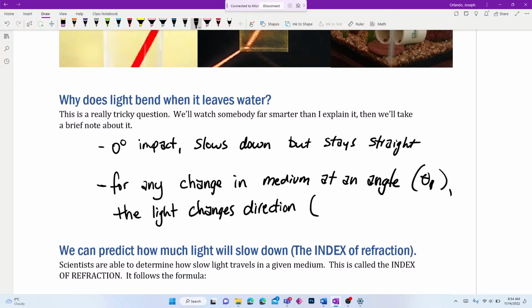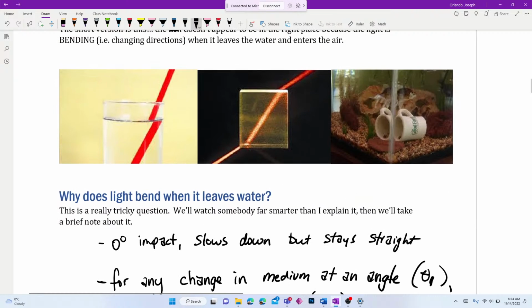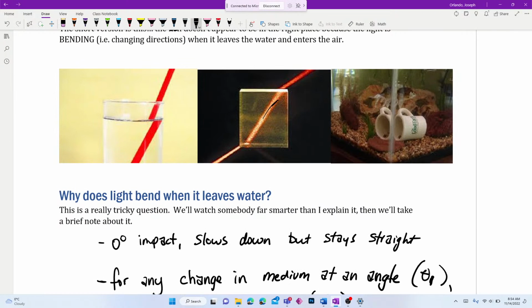And here we just use 1 and 2s. I used an I out of habit because we use theta I for talking about reflection, right? But here we just use 1 and 2. The angle it's traveling in the first medium, the angle it travels in the second. If you look here, you can see that when the light is going in this glass block, it goes at an angle, and when it leaves and goes to the air, it suddenly changes angle, changes direction.